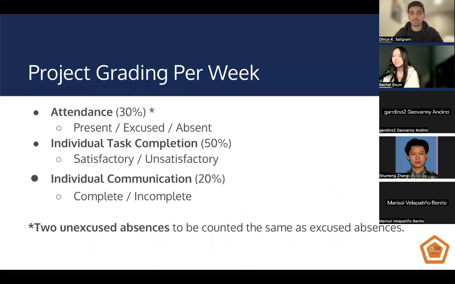Okay, so this is the grading that you will get every week. 30% of it is just attendance. So were you present? Did you attend the meetings? Were you excused? Like sometimes you may have some situations come up. So as long as you let us know and you get your absence excused, then you don't have to worry about that. And then 50% of it is individual task completion. So did you do what you were supposed to do that week? Were you contributing to the group in a helpful way? And 20% of it is just individual communication.